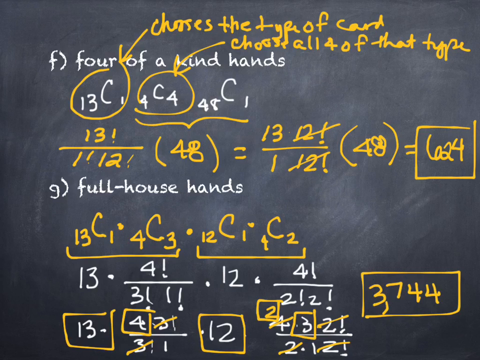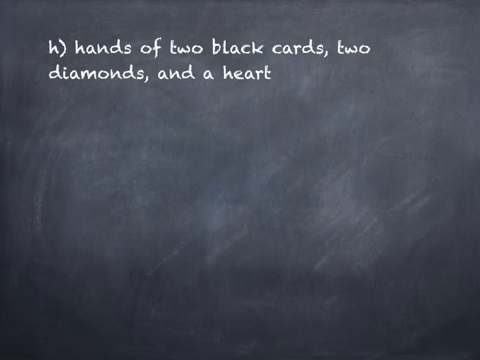All right, last one, and it's going to look a little funny, but it's for the purpose of us being able to just see that this works no matter what we want to call any of this stuff. You're going to have a hand, and this hand has 2 black cards, 2 diamonds, and a heart. Lucky you, you've got nothing special. Okay, we're going to see how many nothing specials there are by doing this. All right, so how do you get 2 black cards? What's that going to look like?